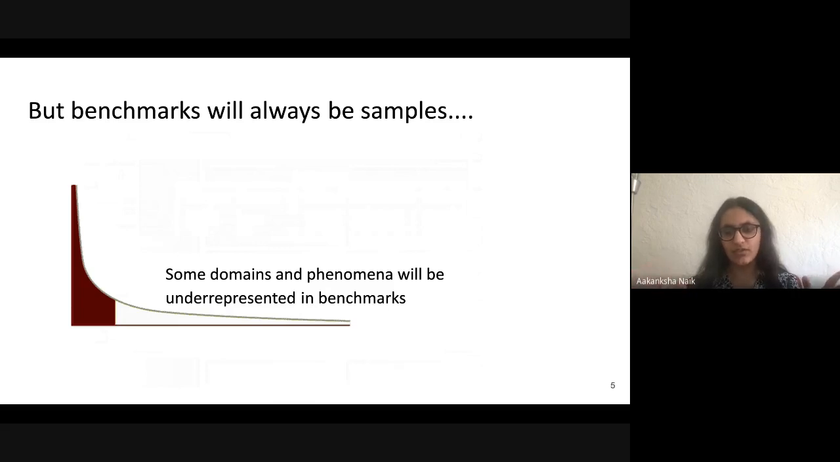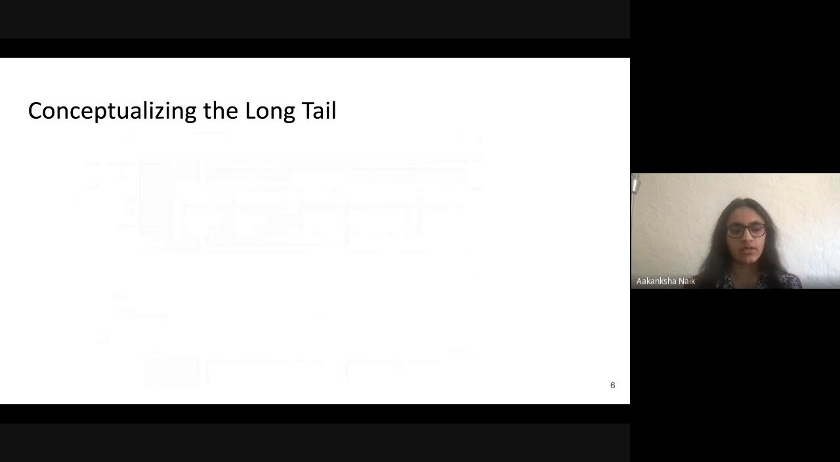So benchmarks have this property, drawing an analogy to Zipf's law, where they contain a high proportion of cases that all share a bunch of common high frequency phenomena. And there's a very long tail of phenomena that are slightly rare or more complex, but don't get as much attention just because they're much fewer in number. So what do we do with this long tail that we are underrepresenting and sidelining in our most popular benchmarks in natural language processing?